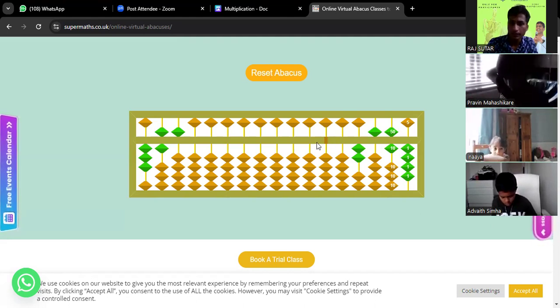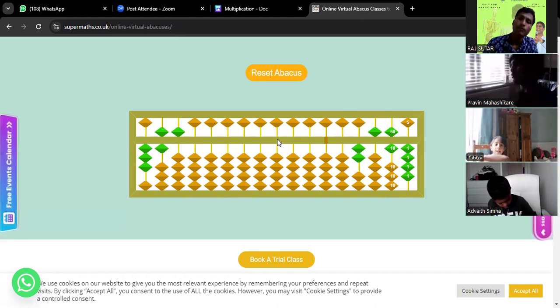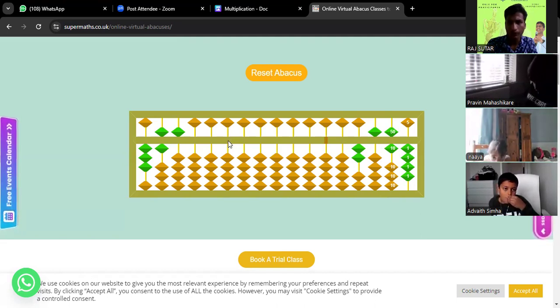7th rod. So let's take this as the unit's rod. In the 17th rod Soroban, you should take the middle piece only as the unit's rod. 1, 2, 3, 4, 5, 6, 7. Here we are going to write the answer.